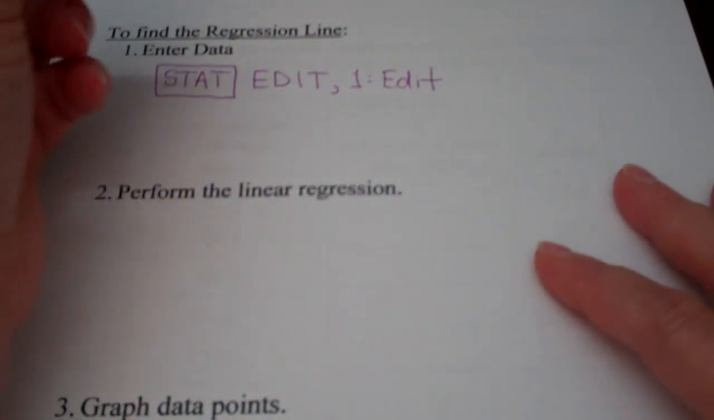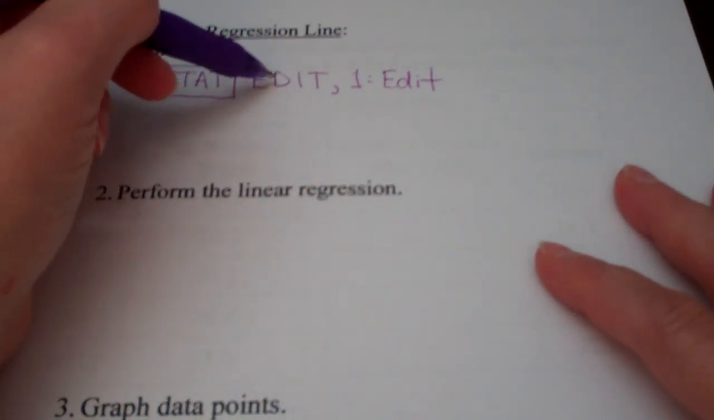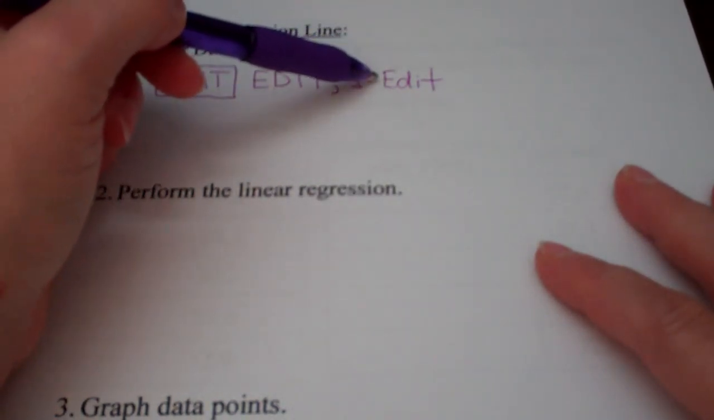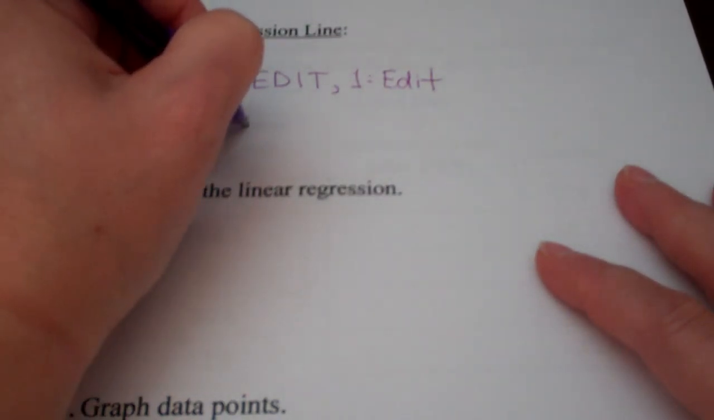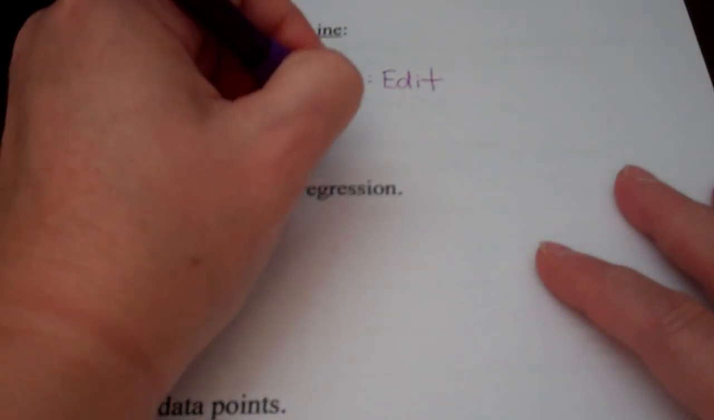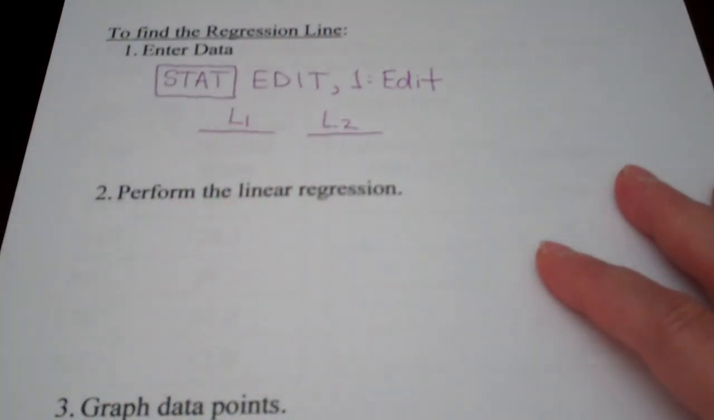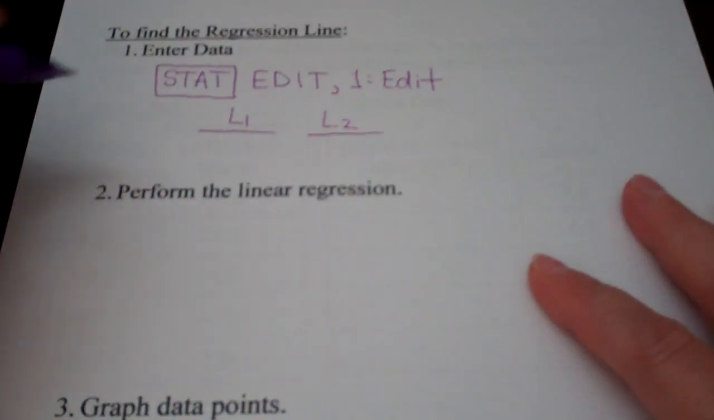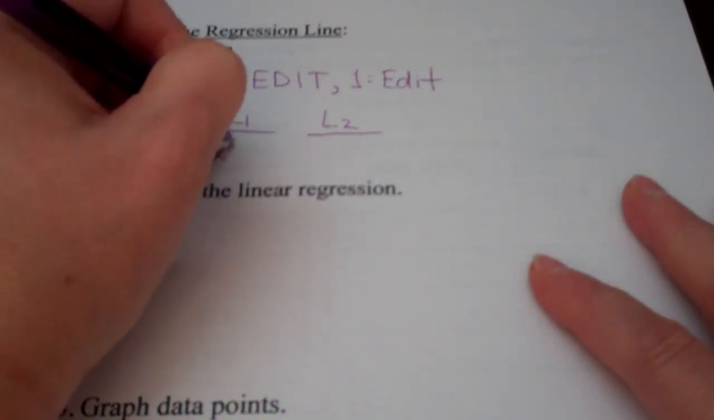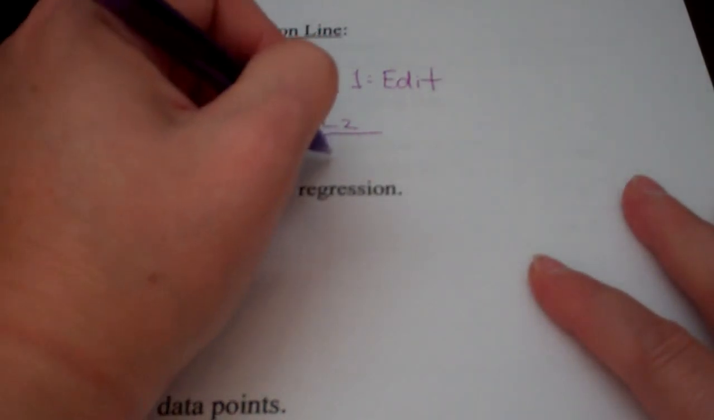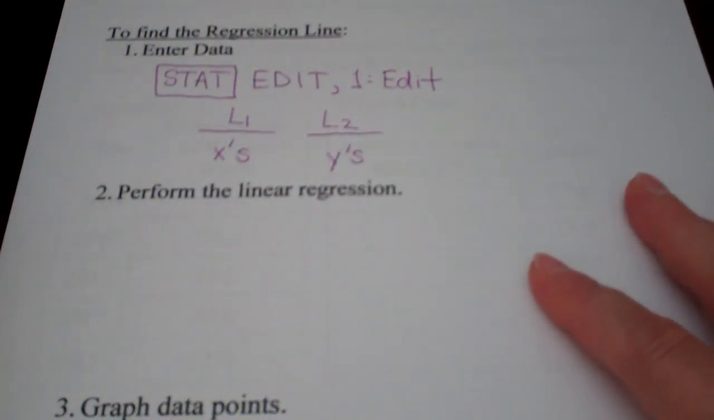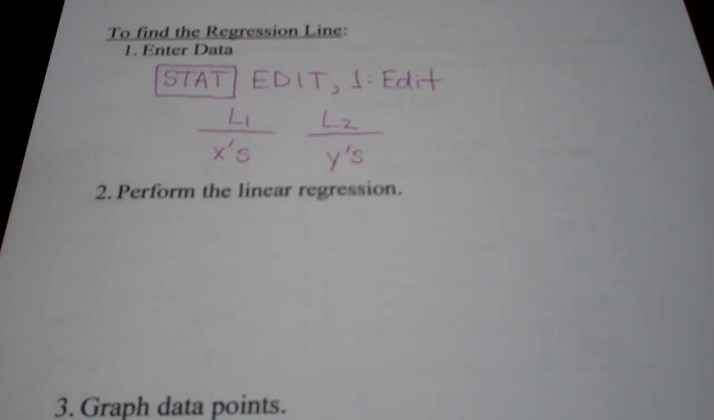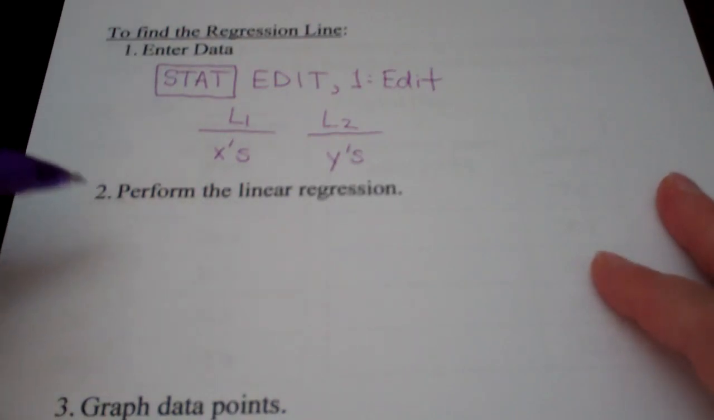Okay, when you hit stat, you'll see the edit menu is the first menu, and you'll see one saying edit. You can either hit 1 or enter, and you will then see some lists. We're going to use the first two lists, list 1 and list 2. We want to enter our X's in list 1 and our Y's in list 2. This will allow us to take an example and put all the X's and all the Y's into a table. We're going to do that in just a second.